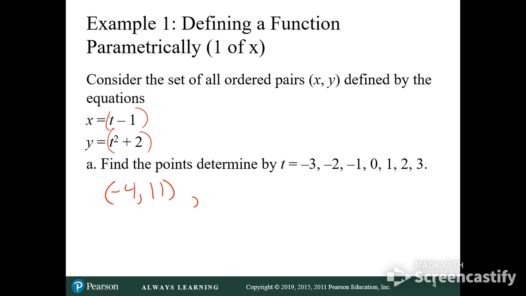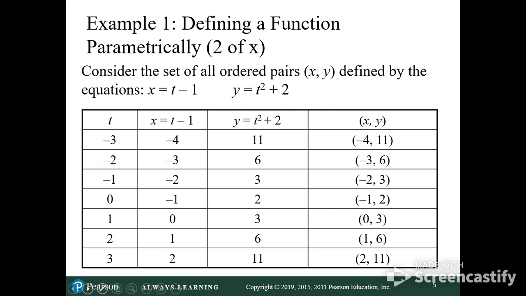At time equals negative 2, we're at negative 3, and then 2 squared is 4, plus 2 is 6, and so on. You get that? We're good? All right. So here are all the ordered pairs that are created from that last one.